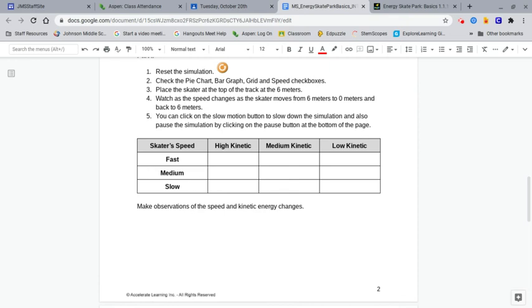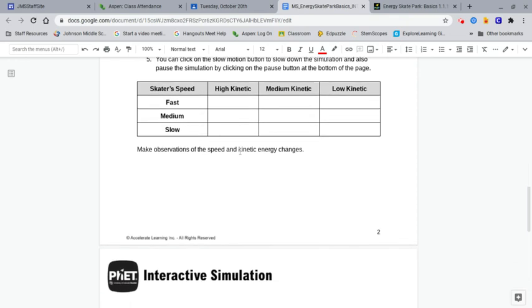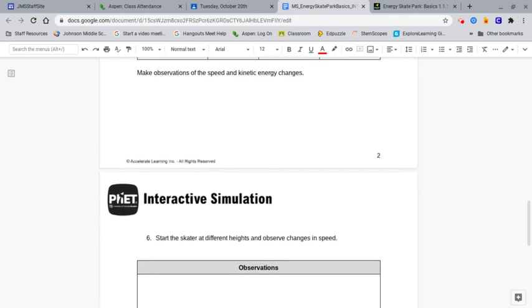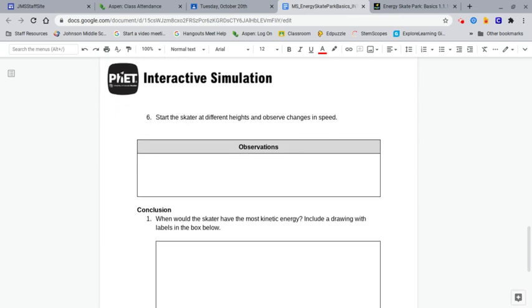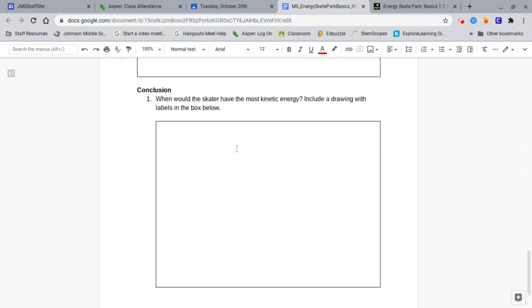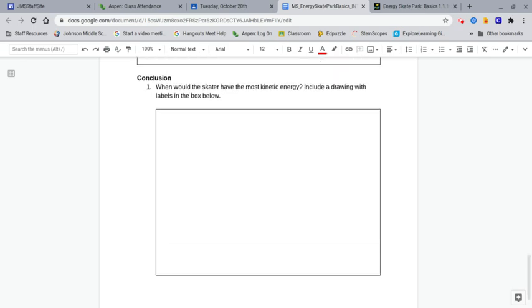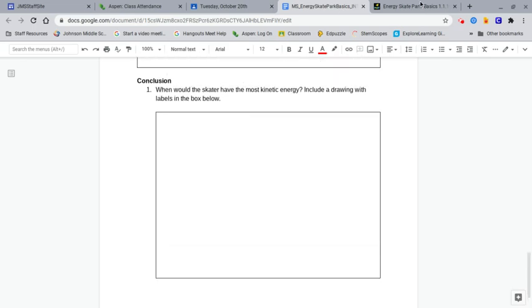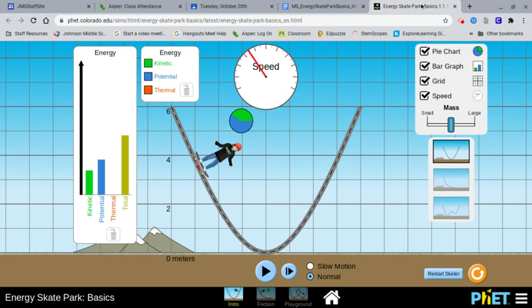And you want to also mark this here, make your observations, start it at different heights, observe the changes in the speed, and answer the conclusion questions, including a drawing again with the label below. Again, easier to do on paper. Okay? And this is due at the end of class. Please stay focused with your attention on this activity so that you finish this lab today. Thank you.